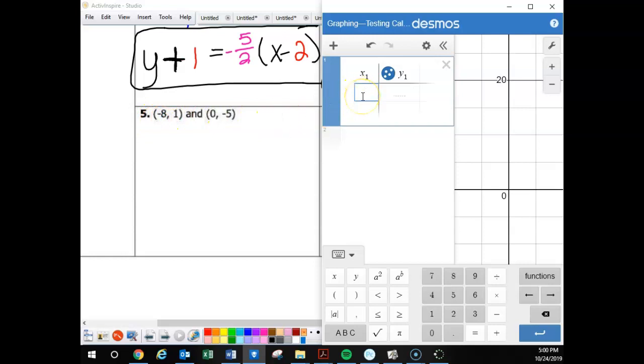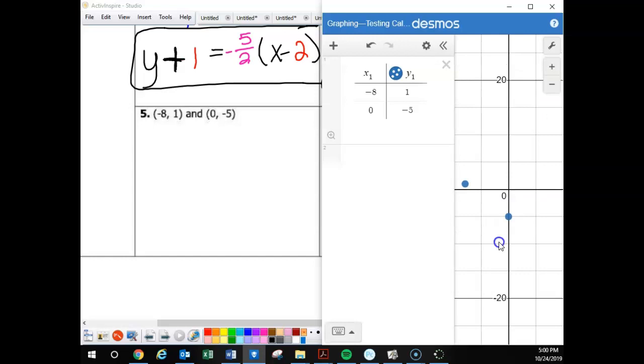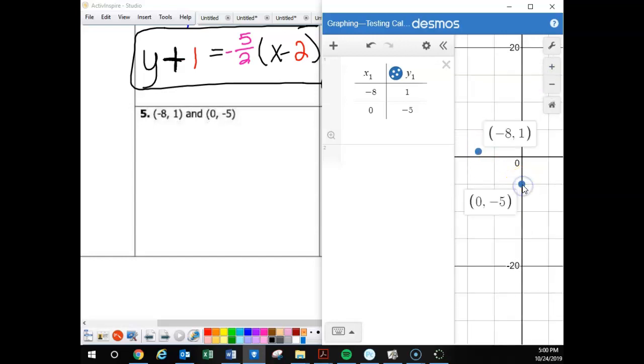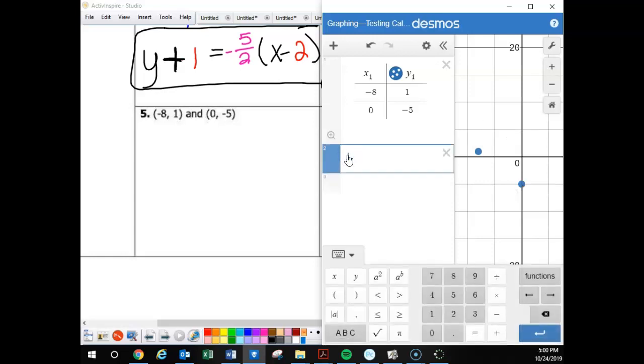So this is a -8, so next to the -8, I'm going to have a 1. And here I have a 0, so next to the 0, I'm going to have a -5. And Desmos actually plots the points for you. So that's right here and right here. So I need to create the line between those 2 points, and Desmos can actually do that for me. The way it's going to work is you're going to write y1.